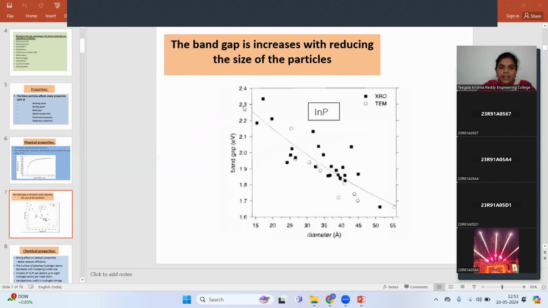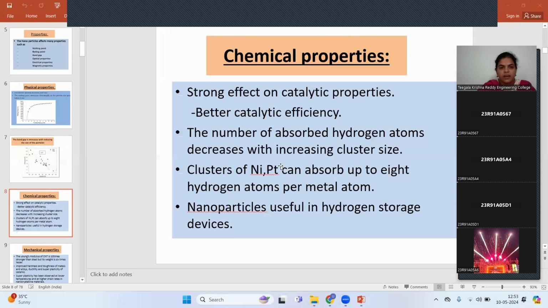The band gap increases with reducing size of the nanoparticles. Coming to chemical properties, size has a strong effect on catalytic properties, giving better catalytic efficiency. The number of absorbed hydrogen atoms decreases with increasing cluster size. Clusters of nickel and platinum can absorb up to 8 hydrogen atoms per metal atom, and nanoparticles are useful for hydrogen storage.